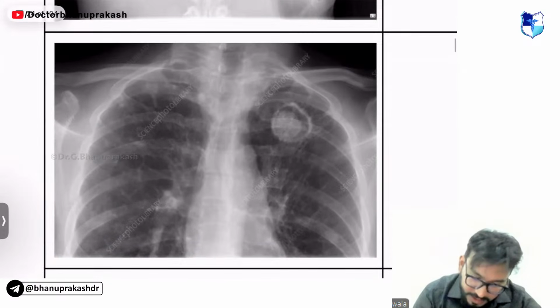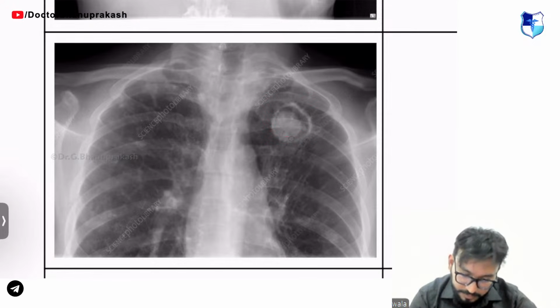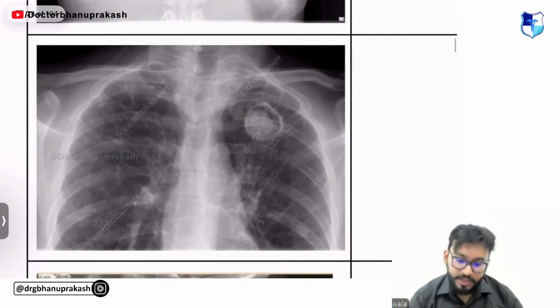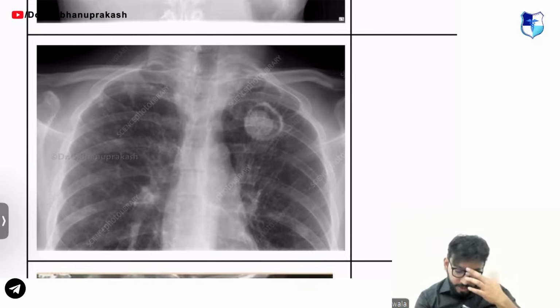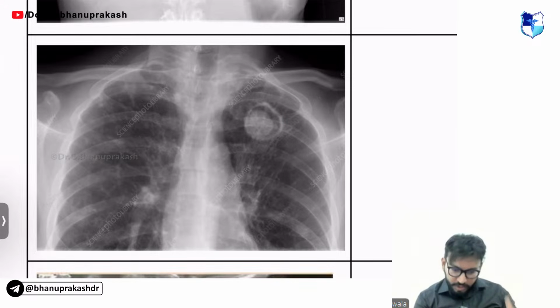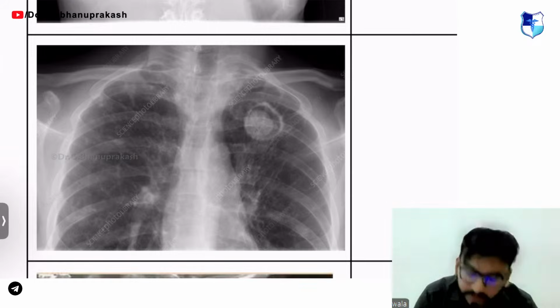Okay, look at this, guys. What is this? Come on, tell me. Anyone who can tell me what this is? I'll give you a hint. This is a patient who has had TB before. What is this? Yes, Vinay Kumar, you are absolutely correct. This is a fungal ball.